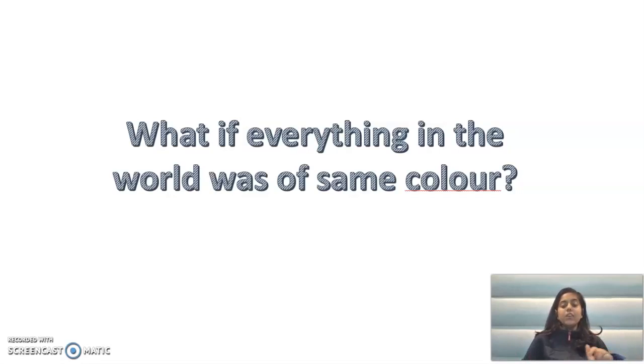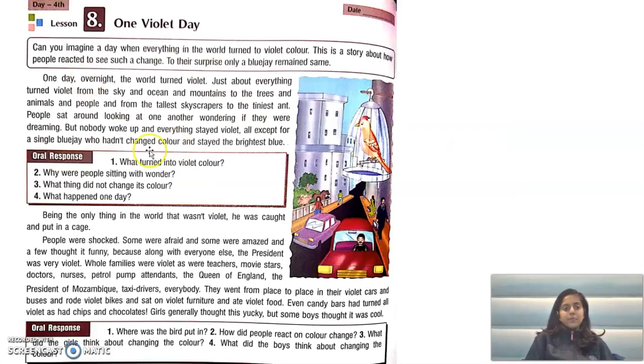In this chapter, the whole world is of one color, that is violet. Violet is the color which is purple, we also call it violet color. So in this chapter, the whole world turns into one color, that is violet. This chapter is all about that day when the whole world became one color. This has never happened. This is just an imaginary excerpt, an imaginary explanation of the chapter. The writer has imagined what it would be like if the whole world became one color. So this is the story about that. Let's start with the chapter.